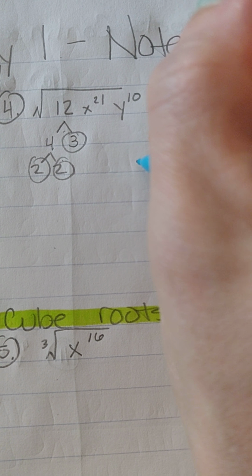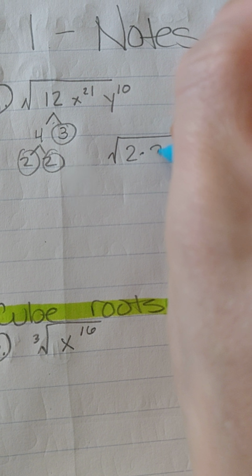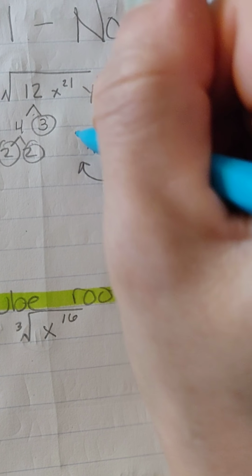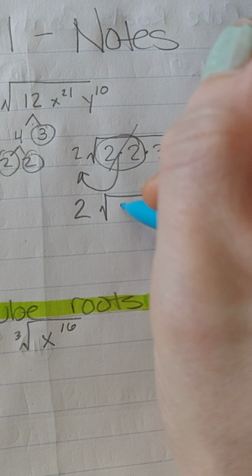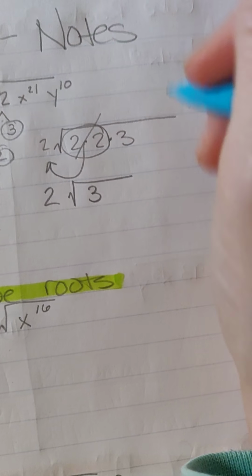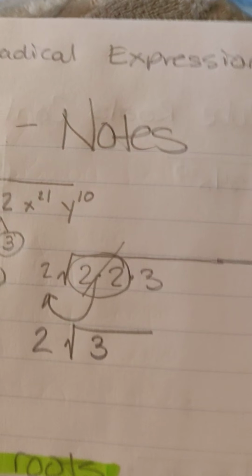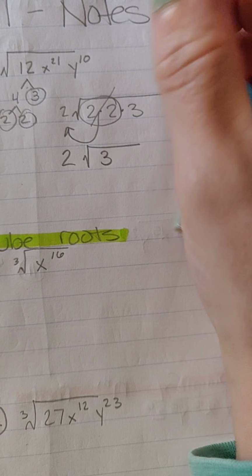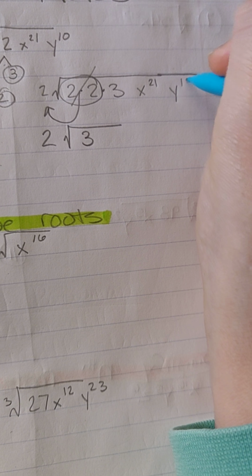So then we've got the square root of 2 times 2 times 3. Two numbers that are the same bump outside. I've got 2 root 3. But then I'm just going to do it all like this because I feel like having it in two separate places was a little bit confusing. So I'm just going to do it all under the same spot. Okay. So then I have x to the 21st and y to the 10th.